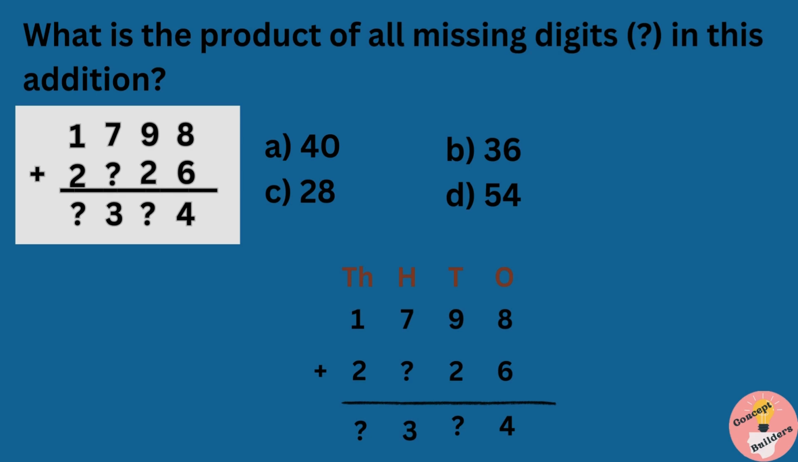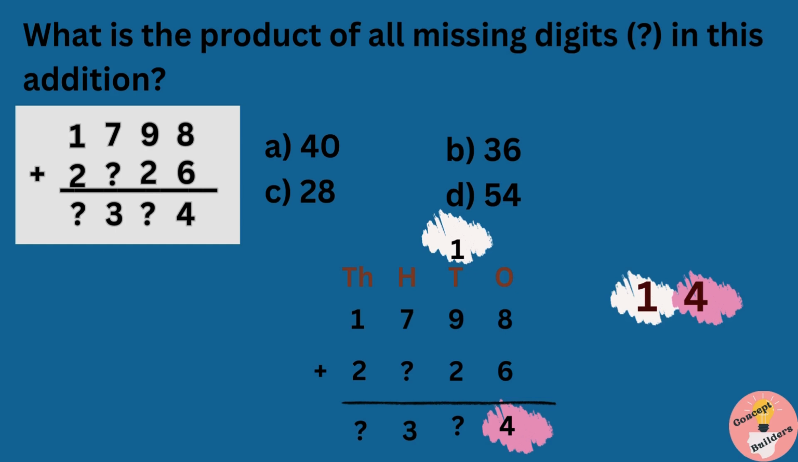Okay? We start addition from ones place. At ones place, we have 8 and 6. If we sum them up, we get 14. We put 4 at ones place and carry over 1 to tens place. We can see here 4 is already put at ones place. The only thing we have to do is to carry over this 1.